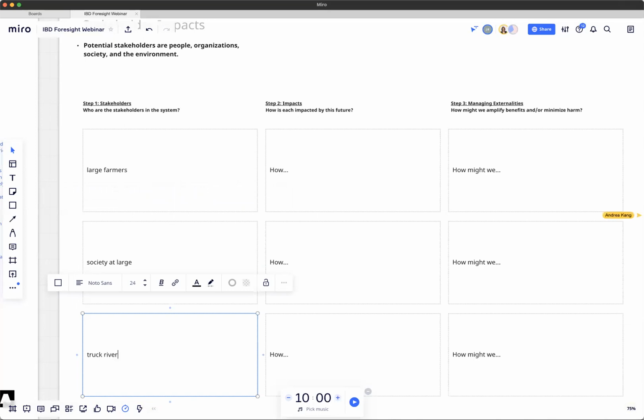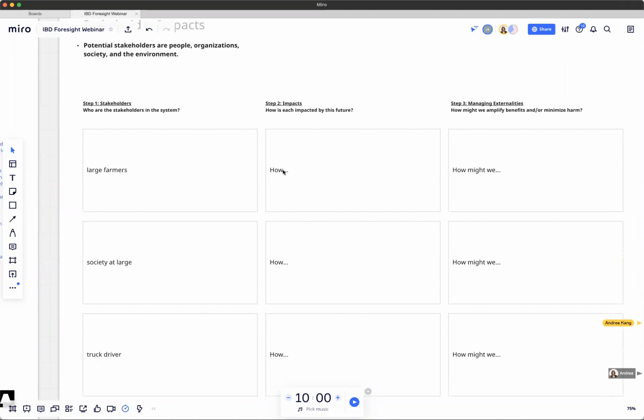And so I deliberately chose some stakeholders at all different levels of scale, right? So when we're thinking about stakeholders, we can think about specific kinds of people, like a truck driver. We can think about groups of people or industries like large farmers or large organizations like P&G or Unilever, or we could think about society at large. So stakeholders as a concept scales from individuals all the way up to planet.